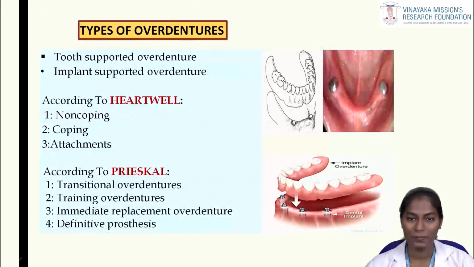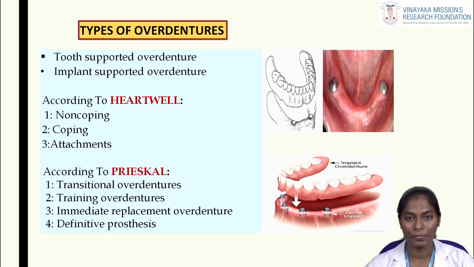Moving on to the types. Generally, overdentures are of two types. One is tooth supported and the other is implant supported. If we are using our natural teeth, it is tooth supported. Instead of natural teeth, implants are embedded in the patient's mouth and we are taking support from the implants. It is called an implant supported overdenture.